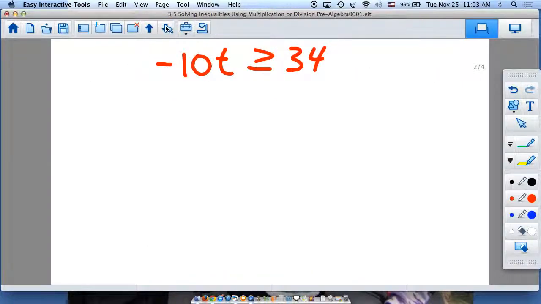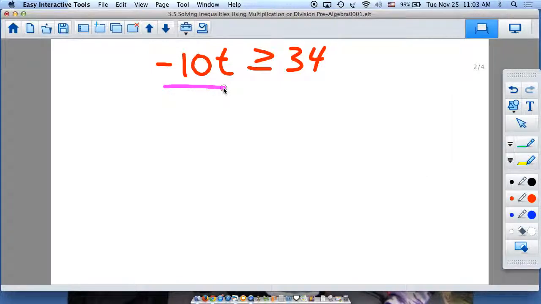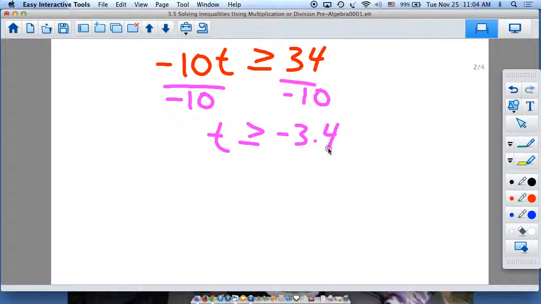Let's do a multiplication equation. We have -10 times t is greater than or equal to 34. So we're going to divide both sides by -10. We do the opposite. And we're left with t is greater than or equal to, now this is a power of 10, so 34 divided by 10, I know it's going to be -3.4. Oh, I just caught myself, I made a mistake there. I divided by a negative number, so don't forget we must flip that sign and reverse it. So t is less than or equal to -3 4/10.